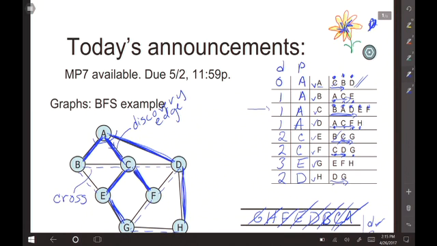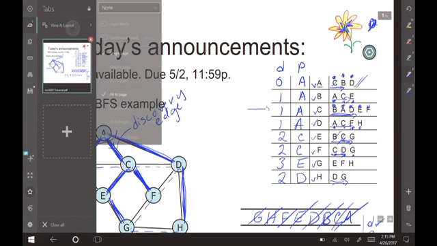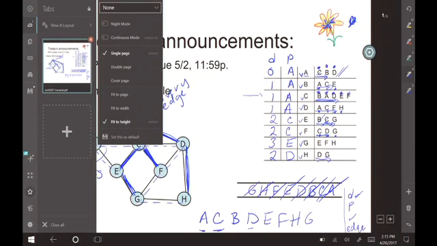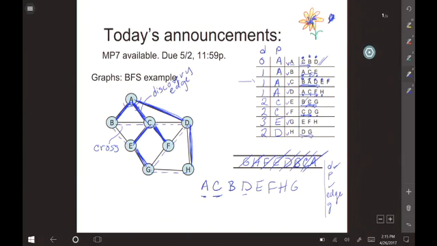I have a gazillion questions for you. Tell me something special about the discovery edges. The set of discovery edges all together, yeah? It's a tree, really good. Moreover, it's a tree that hits all of the vertices. So we can call it a spanning tree, okay? Because it hits all the vertices in the graph.